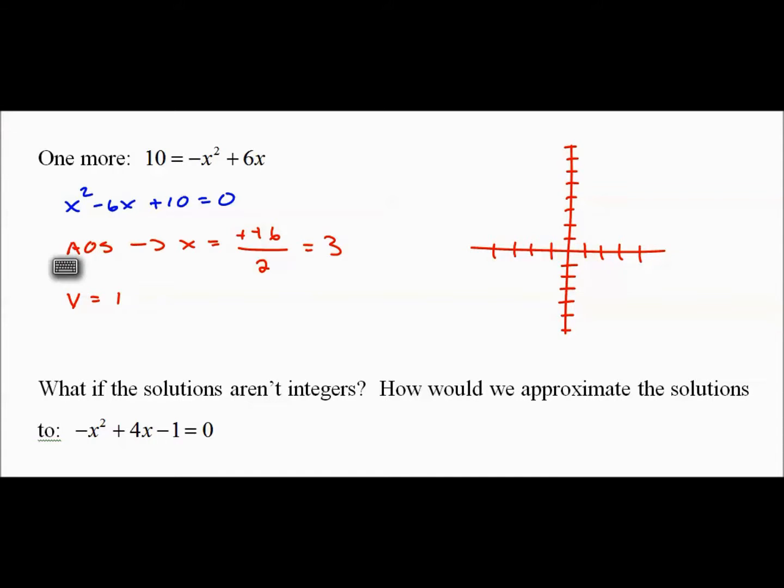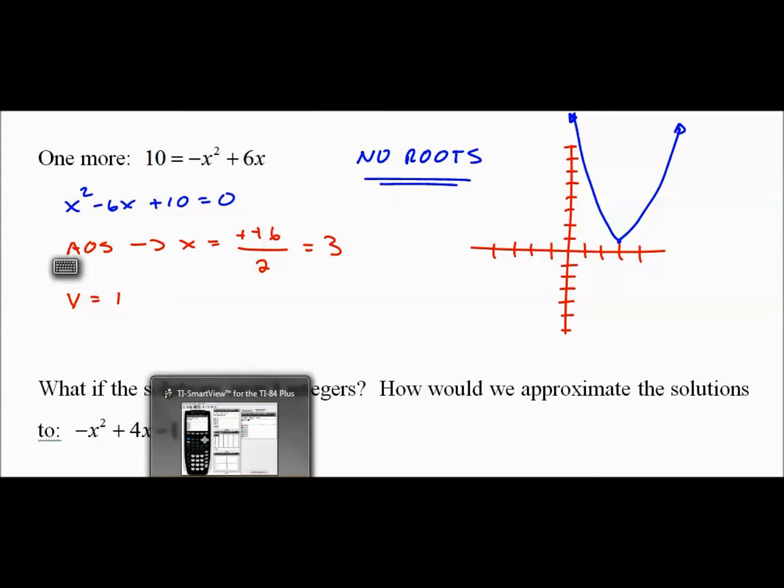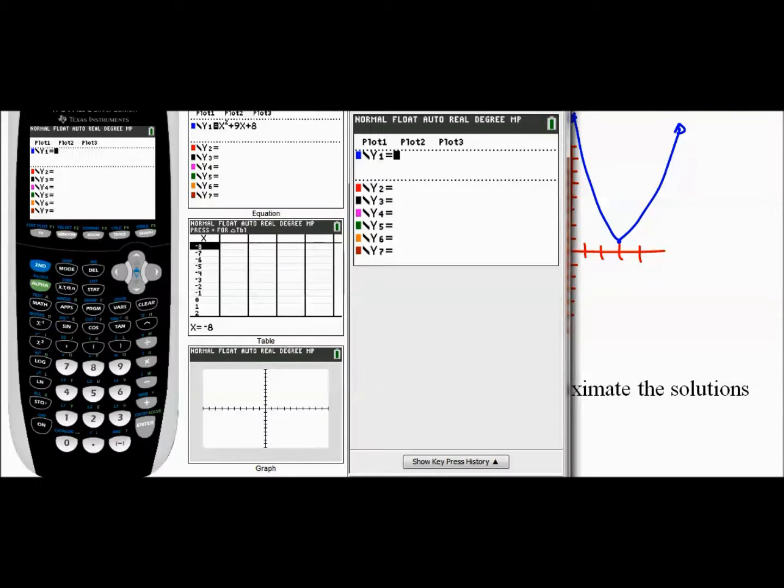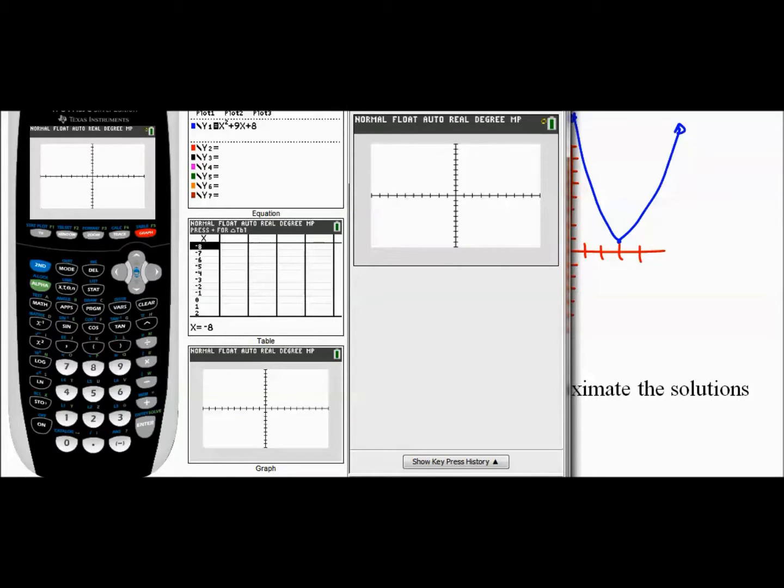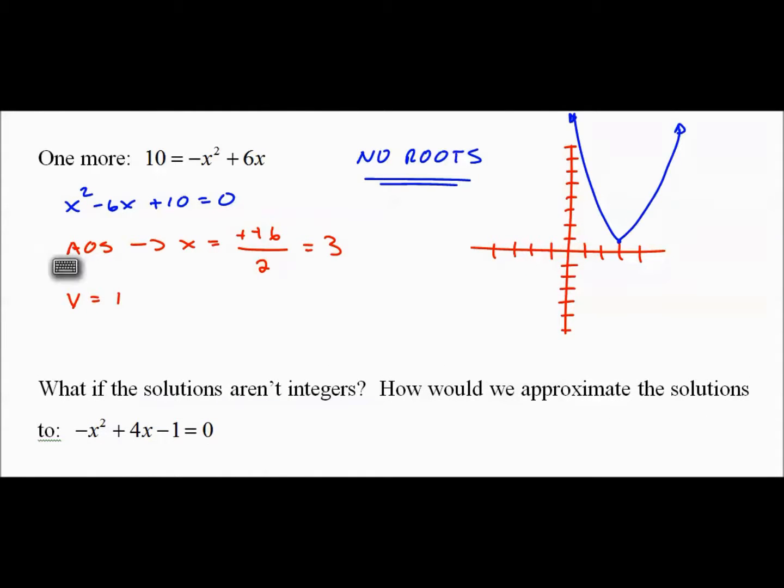So we have a 1, 2, 3, 1, goes up here, hits at 10. So no roots, no zeros, no solutions. I don't trust it. Let's try it on the calculator. x squared minus 6x plus 10, graph. And it takes its time. Doesn't hit, no roots. Looks like we did it right. So by simply graphing, we look and say, no roots.